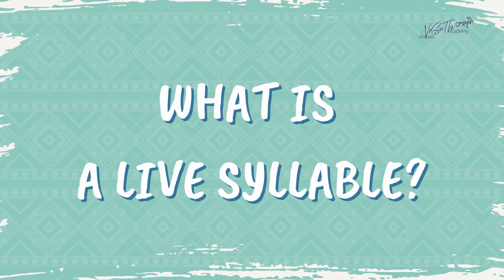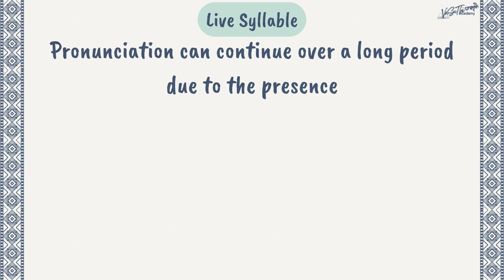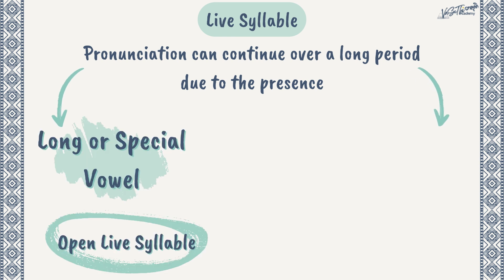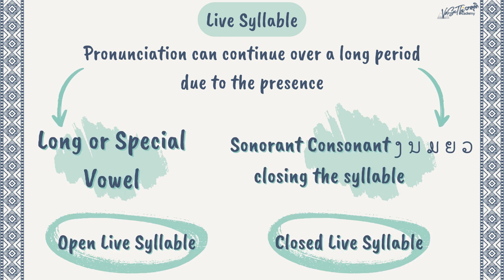What is a live syllable? A live syllable is a syllable whose pronunciation can continue for a long period of time, as long as your breath will allow you, thanks to the presence of a long or special vowel in the case of an open syllable, and a voiced or live consonant placed in the final position, งอนอมอยอวอ, in the case of a closed syllable.